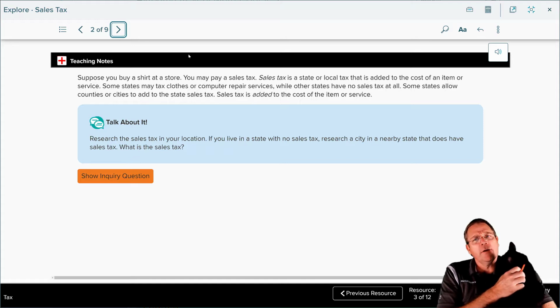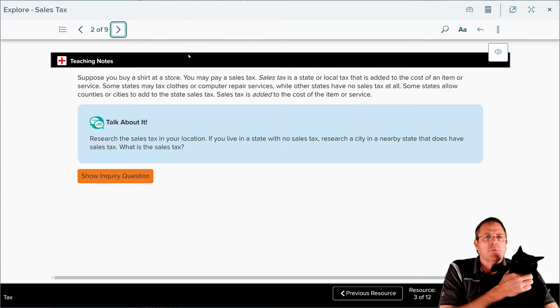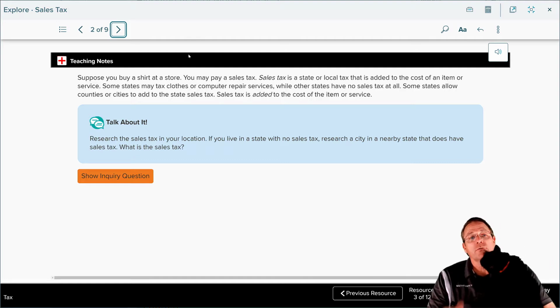I know they don't tax food. I'm not sure about anything else. I don't think they have sales tax period over there. Some states allow counties or cities to add to the state sales tax. Sales tax is added to the cost of an item or service.